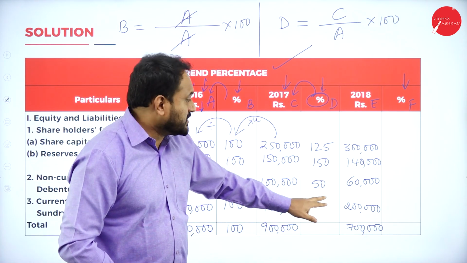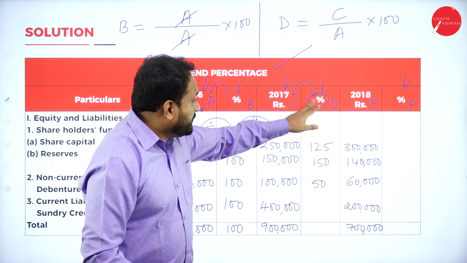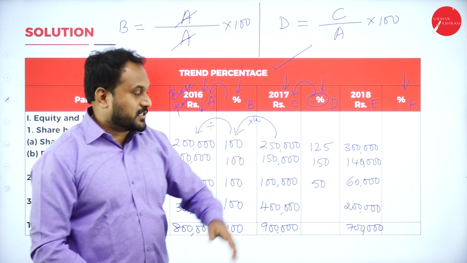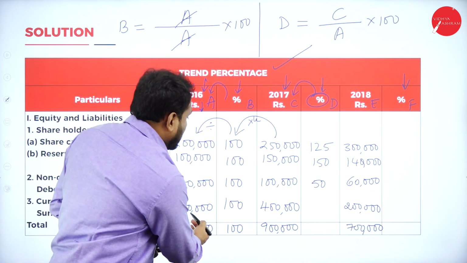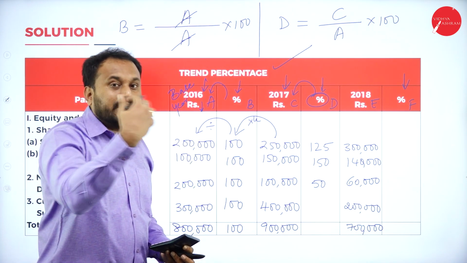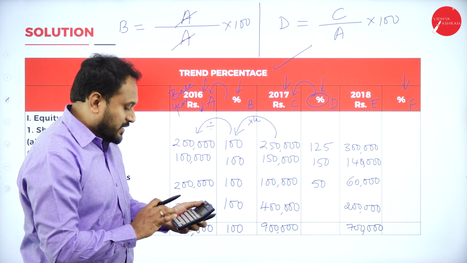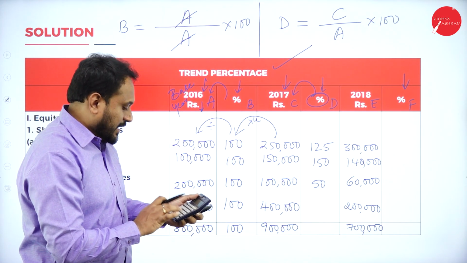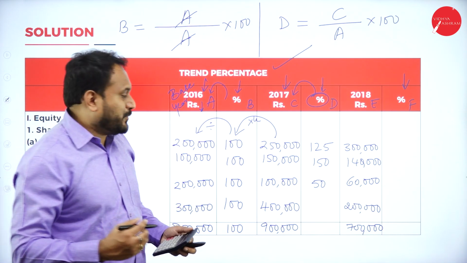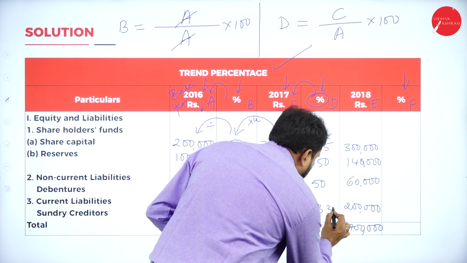Please do not write percentage here, just write 50 because here the column itself is percent. If you write percentage, what happens? Percentage of 50%. That is wrong actually. Next we will go here. 3 lakh and 4 lakh. Will it be more than 100 or less than 100? It will always be more than 100. So we'll go with it. 4 lakh into 100 divided by 3 lakh is equal to 133.33. We'll write here 133.33.